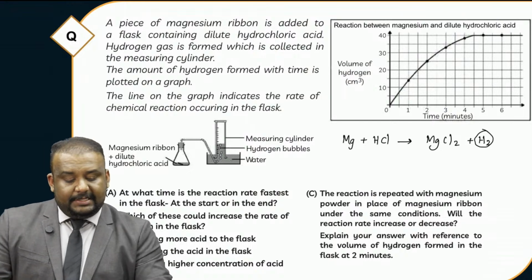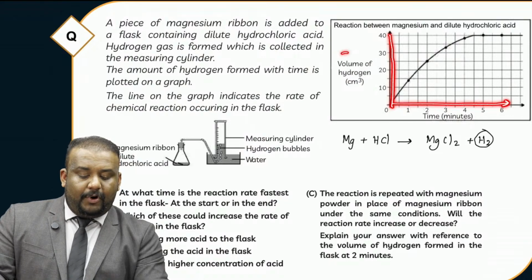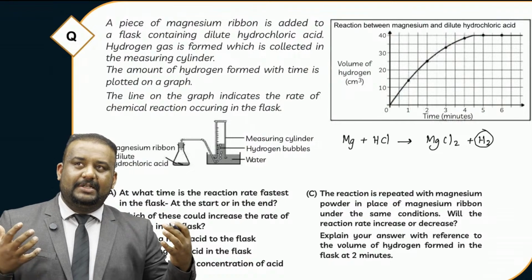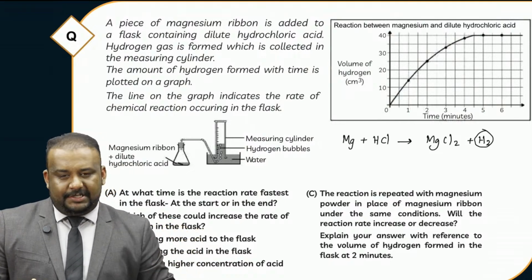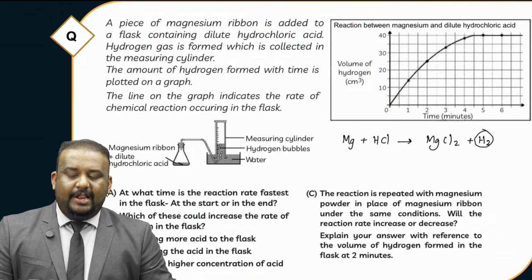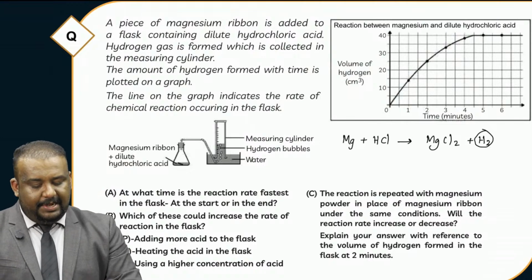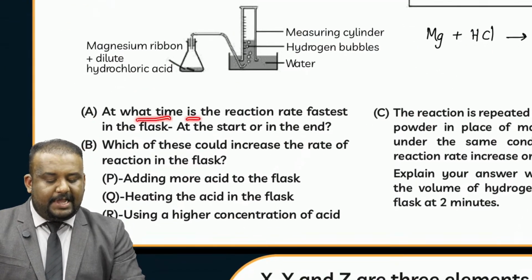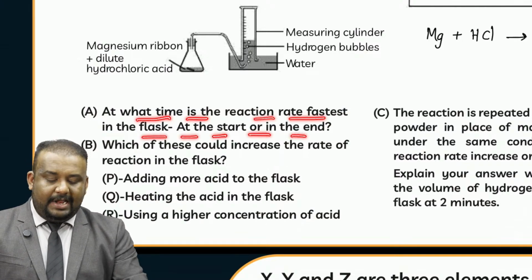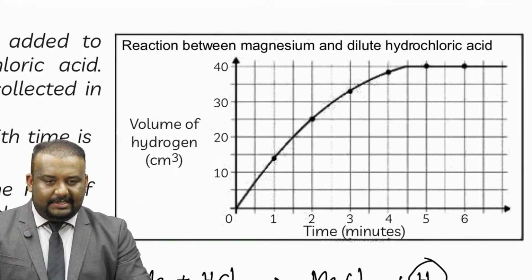Now what they did is they plotted a graph of volume of hydrogen liberated versus time. Basically this is like measuring the speed of the reaction, how fast hydrogen gas is produced over the course of time. That is what they are going to find out. So the question here is, at what time is the reaction rate fastest in the flask, at the start or at the end? In order to understand that, let's analyze this graph.